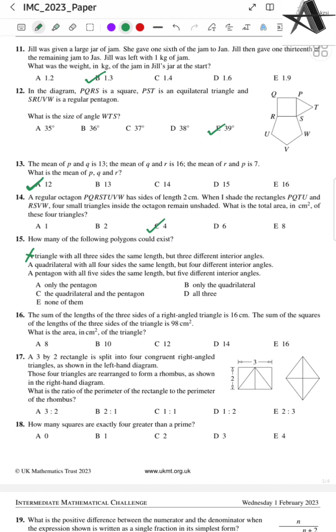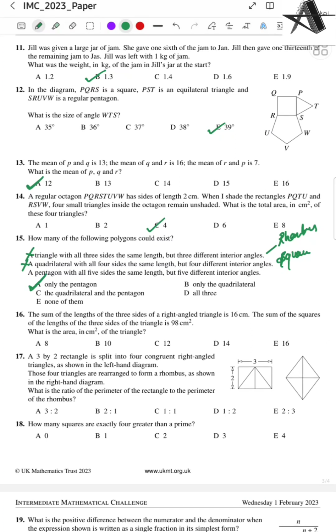Next is a quadrilateral with all four sides of the same length but four different interior angles. A quadrilateral with all four sides equal is either a rhombus or a square. A square has all interior angles equal to 90 degrees, whereas in a rhombus, the opposite pairs of angles are equal. So we can't say all four interior angles would be different. This is wrong. A pentagon with all five sides the same length and five different angles. Yes, that's correct. You can find a pentagon having all sides equal but different interior angles. So the answer is only the pentagon.